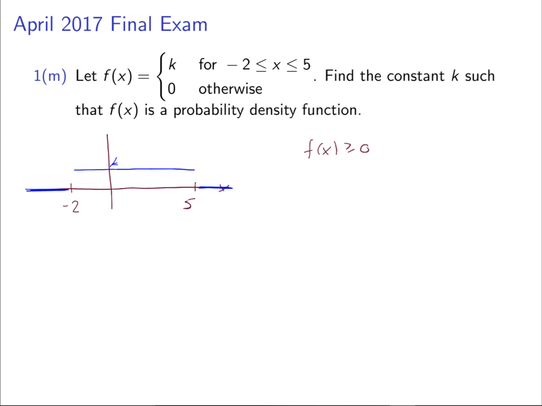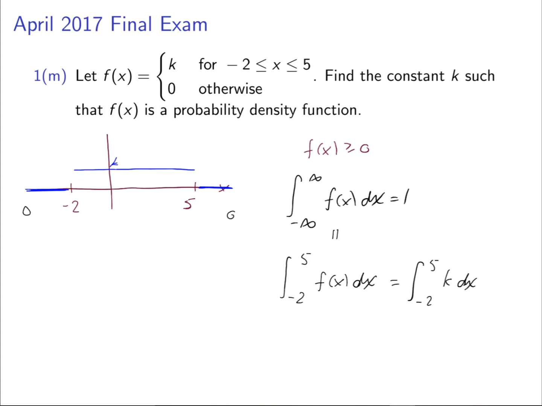Another property of a probability density function is that the area under the curve on the entire real line is 1. In our case, the area is 0 except in the interval from negative 2 to 5. Now we could compute this as an integral. We could just say this area is a rectangle, and I know the area of the rectangle, it's going to be base times height, which is 7 times k. So either way, we get that this is equal to 7 times k, and that needs to be equal to 1. So k is equal to 1/7. That's the only value of k that will make this function f of x into a probability density function.